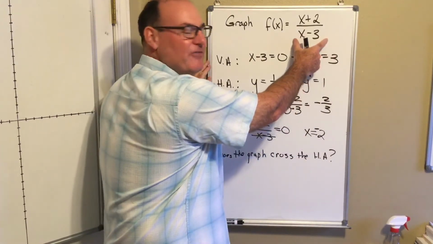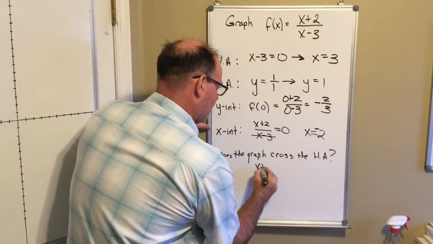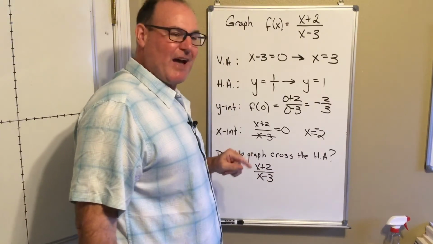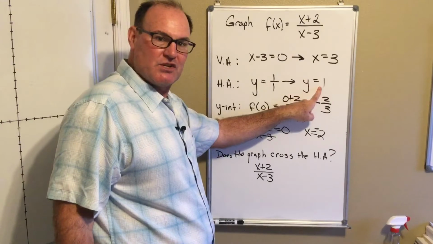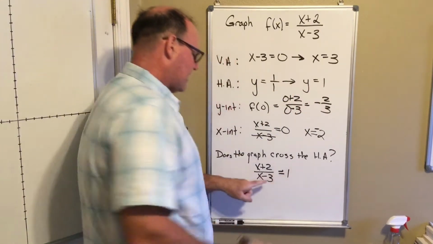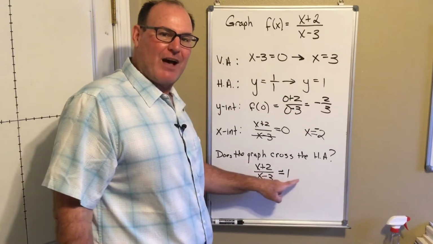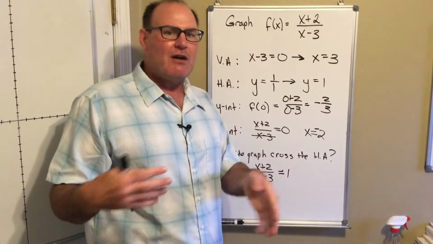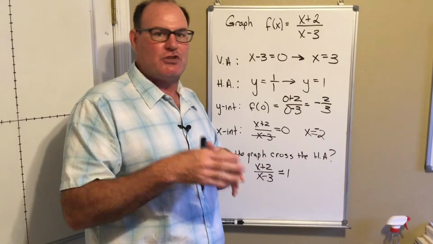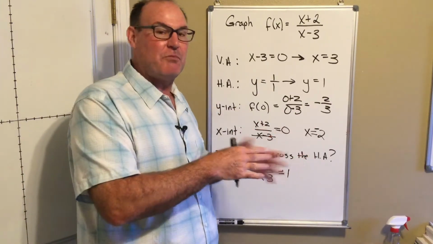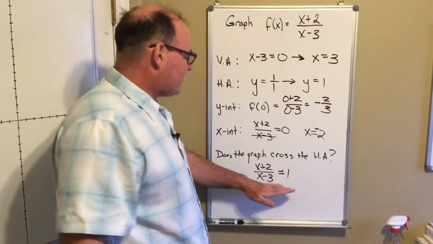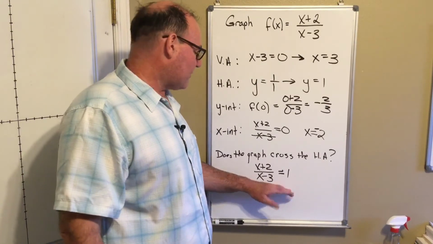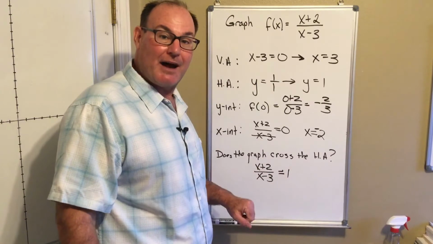I'm going to take my function, x plus 2 over x minus 3, and I'm going to set it equal to the value of the horizontal asymptote, which is 1. So I want to know, does my function ever have the y value 1? Meaning, is it going to go through that dotted line? Now, I don't love how our book does this. I think our book should do section 5.3 before 5.2, but I didn't write the book. We've got to solve a rational equation here by clearing the fraction. And so what I'm going to do is multiply both sides by the common denominator.